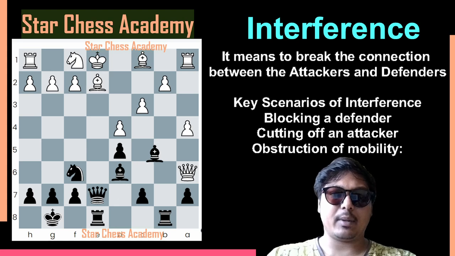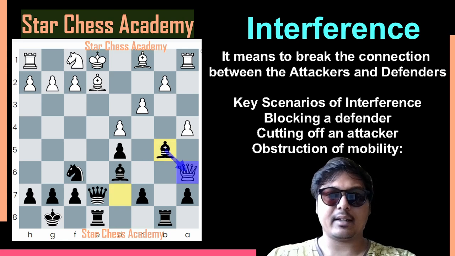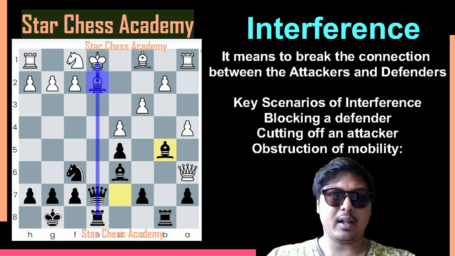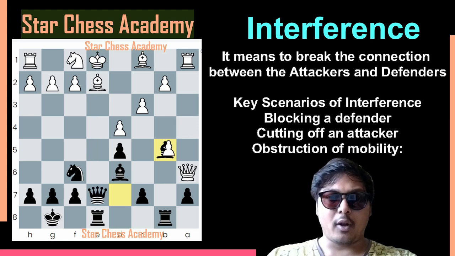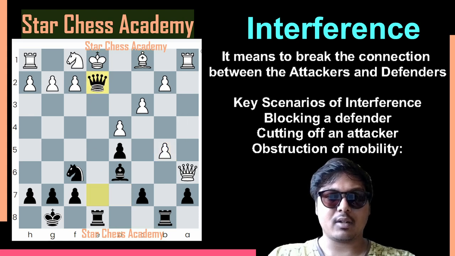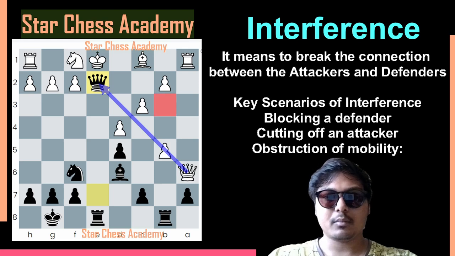Yes, we can play bishop to b5, attacking the queen, attacking the bishop. This bishop cannot move because it is a pin, a real pin, and if the pawn captures our free bishop, then we will checkmate the opponent because we broke the connection between the queen and the bishop.